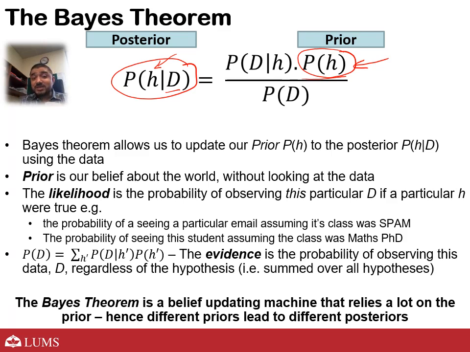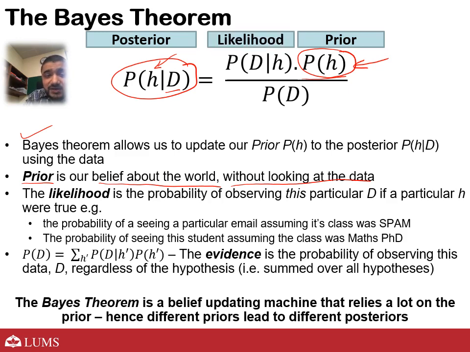So Bayes theorem is a machine that transforms your prior knowledge into what it calls the posteriors based on the actual observations that you have done. So it's really a powerful machine. So that's the first point. It allows you to update our priors to the posteriors using the data. Prior is our belief about the world without looking at the data.